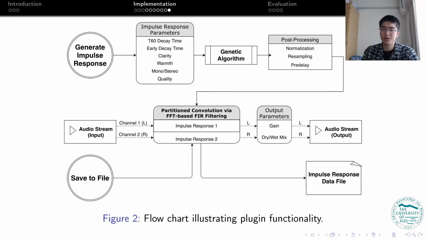So here's the diagram summarizing the plugin implementation so far. We have a button that will trigger the genetic algorithm to run using the current values set by the user. These values are fed into the genetic algorithm, which will eventually produce an impulse response and replace the current impulse responses with the new ones generated by the algorithm. And these impulse responses are convolved with the input audio signal to produce a reverberated signal.